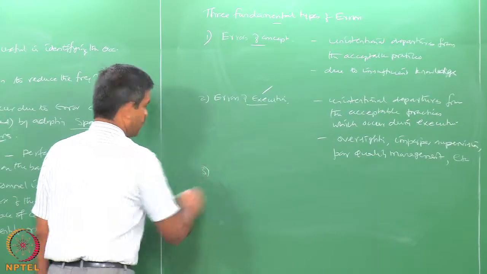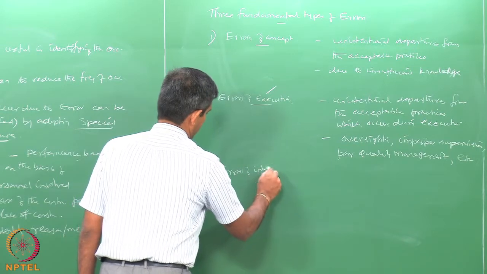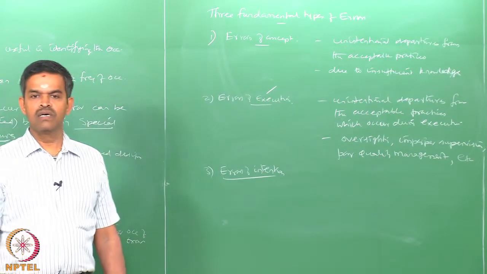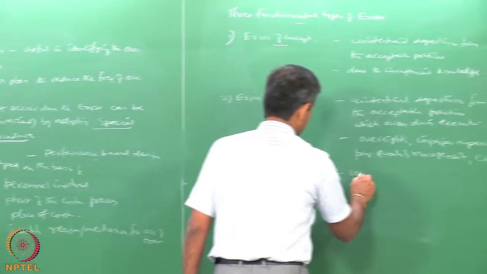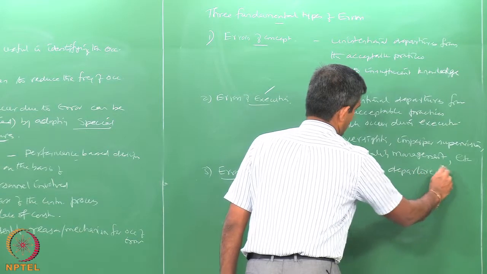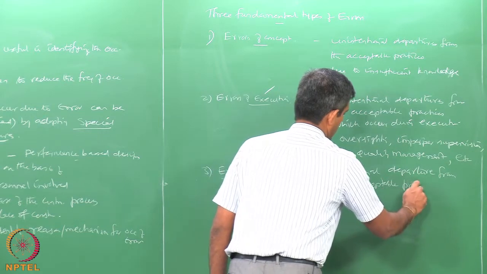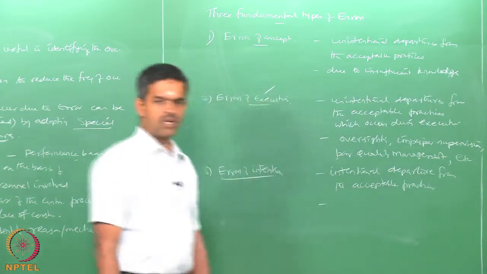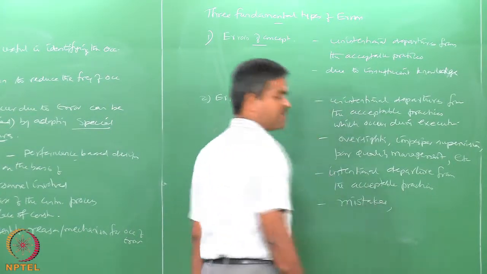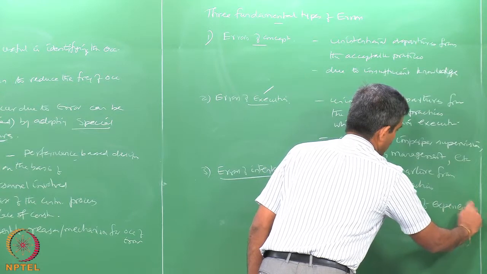The third could be errors of intention. They are intentional departure from the acceptable practice. Why do they occur? They occur because of mistakes. In fact, I should also say lack of experience, etc.